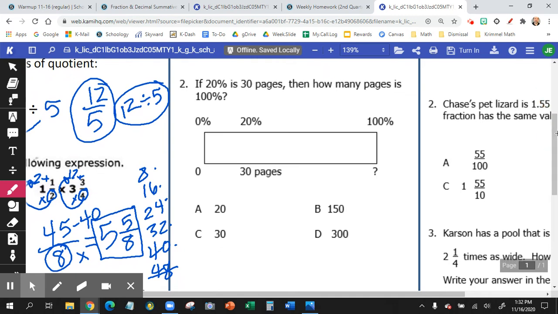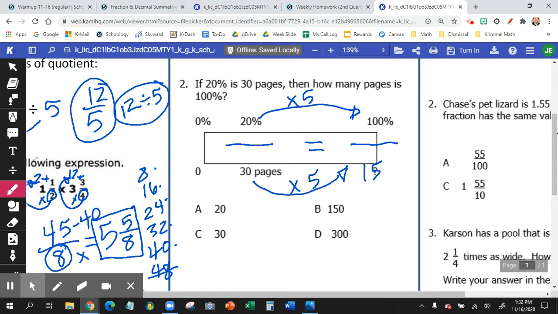So 20%. So we can actually use the chart down here, and this is actually a fraction. So 20 out of 100 is equal to, or 20 out of 30 is equal to 100 out of what? So if we use this comparison here, how many 20s do you have in 100? You have 5, so 5 times 20 is 100. So 30 times 5 is going to give us 150 pages. So we can just use equivalent fractions, 20 out of 30, and compare that to 100 out of 150.